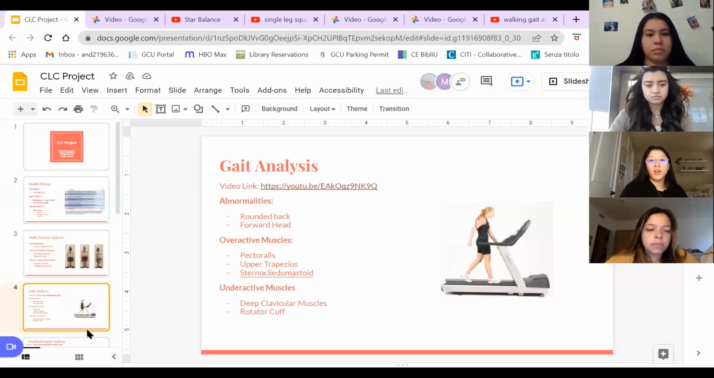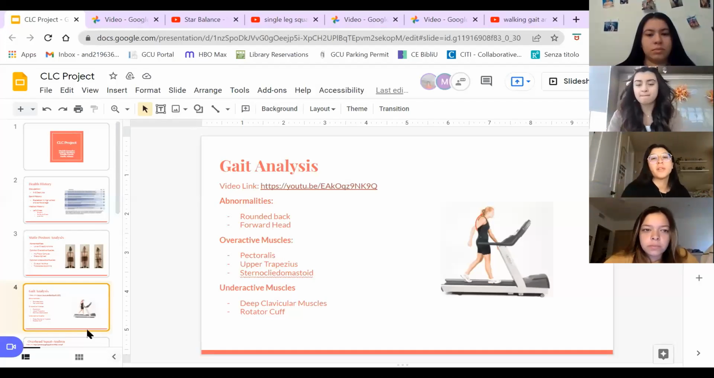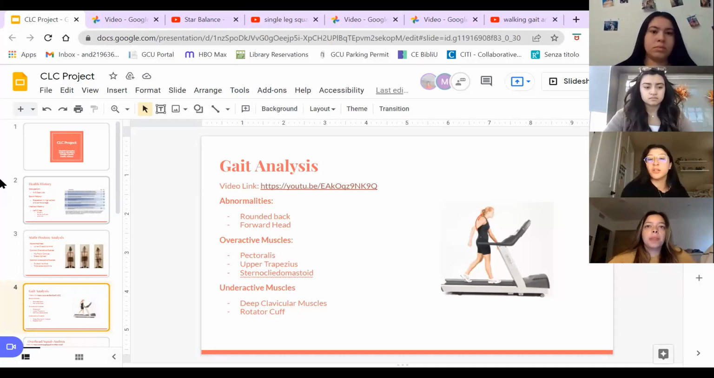The abnormality was she did have a rounded back, which causes her neck to protrude forward. Her overactive muscles are going to be her pectoralis, upper trapezius, and sternocleidomastoids. They're pushing her neck forward, and underactive muscles would be her deep cervical flexors and her rotator cuffs. In a normal situation when someone is walking, they are usually upright and their neck is vertical with the rest of their spine. This can be due to the fact that our client works a 9-to-5 desk job, so they're constantly leaned forward and looking at a device.